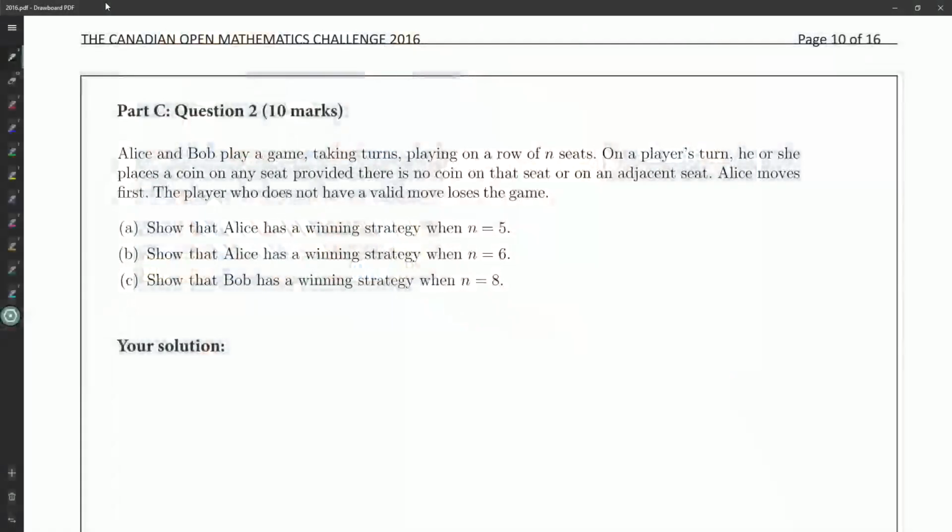Root Beer here, of course, looking at more of the 2016 Open Contest. We just looked at C1 in the last video, and now we're up to C2. So let's see what we've got here.